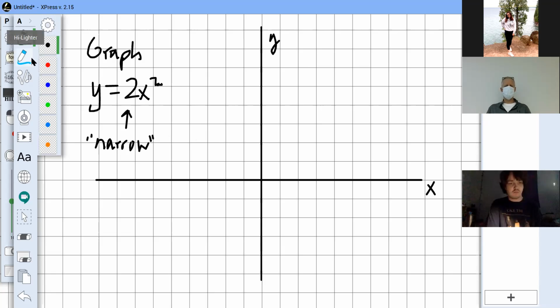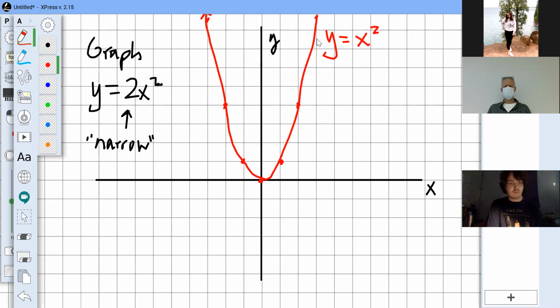Now, let me put the graph of y equals x squared up there as a reference, just real quick, so you know what we're comparing it to. The graph of x squared goes through (0, 0), (1, 1), (-1, 1), (2, 4), (-2, 4), and (3, 9), and (-3, 9). Okay, I've got a graphing program, but this works for now. So that's x squared.